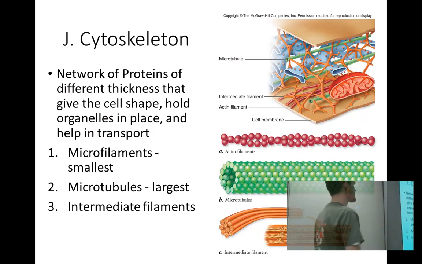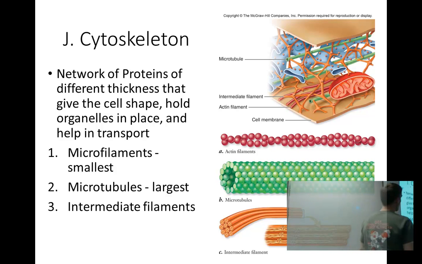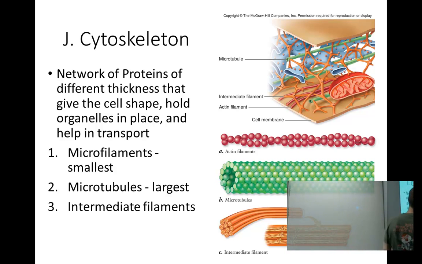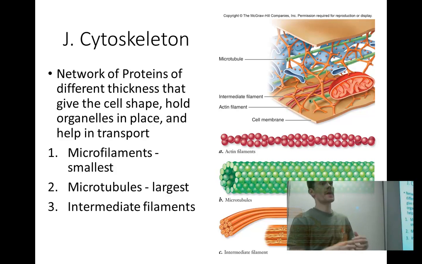Actin is an example of a microfilament, and it will interact with myosin, which is an intermediate filament. Those are found in parallel in muscle cells, and they will interact, and that's what causes your muscles to contract.